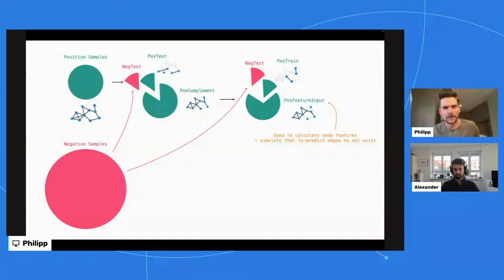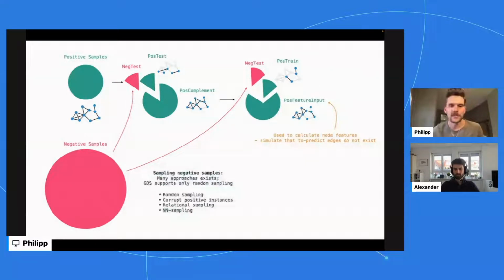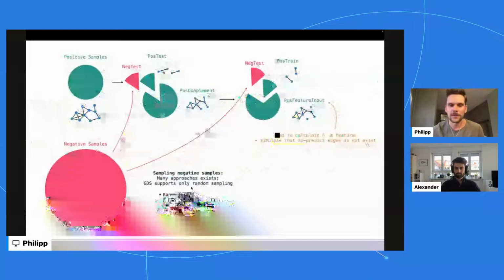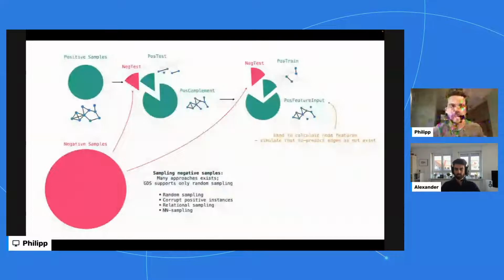And one thing to note about the sampling is that there are many approaches to do negative sampling. At the moment, GDS supports only random sampling, but I think it's a research topic itself. So these are just some examples I found for negative sampling. So nearest neighbor sampling, for example, uses a graph embedding approach to find negative samples which are similar to the positive samples. And there are many approaches, and they work differently on different data sets. So that's something where you can do a lot of research in your model and improve it.